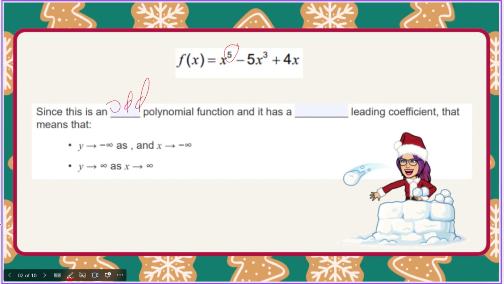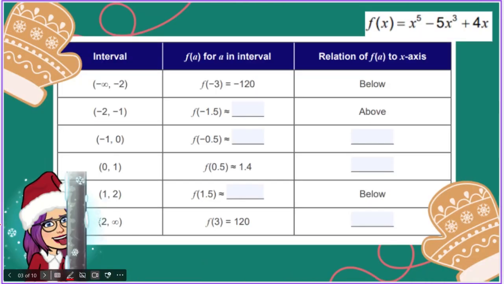And it has an odd leading coefficient. How do I know I have an odd leading coefficient? The polynomial function is based off the largest exponent, and the leading coefficient is based off the coefficient attached to the leading degree. So here our y is going to be negative infinity, and x is going to be negative infinity. Y is going to be positive infinity, and x is going to be positive infinity as well.